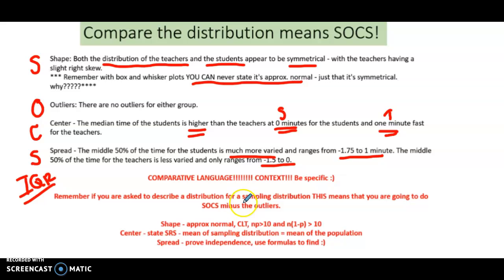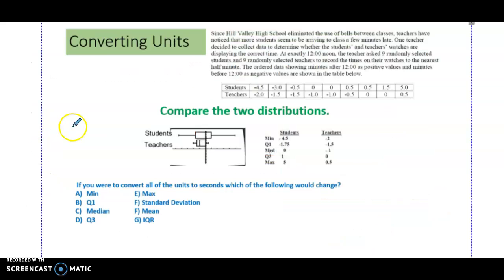Anytime you're asked to describe a sampling distribution, this means you are going to have to do SOCS. Now, you haven't quite learned this part yet, so don't worry about that, but you will be doing that in sections 6.2 and 6.3.